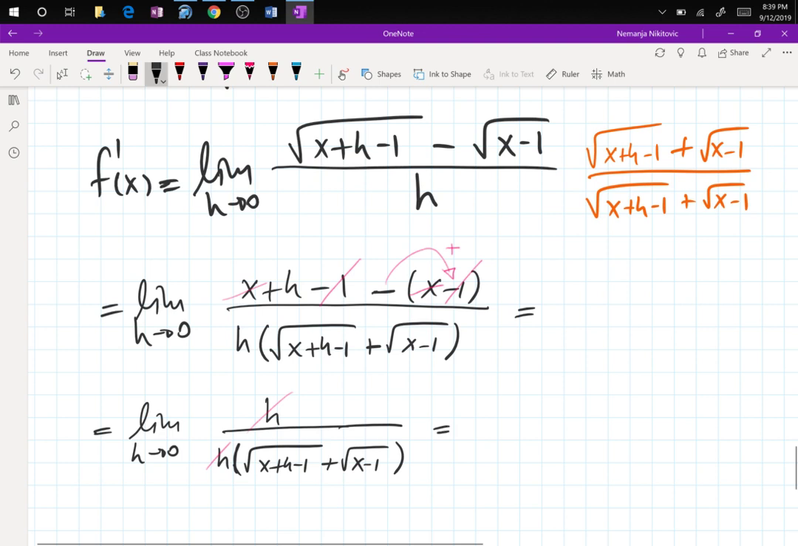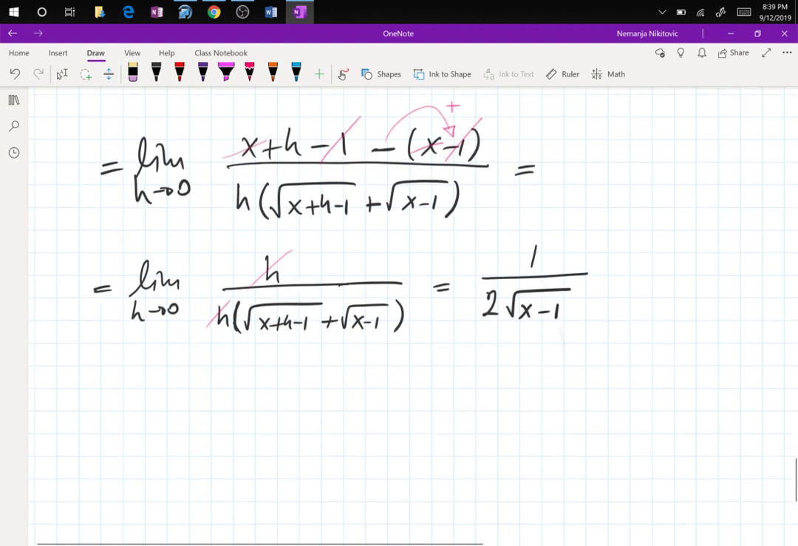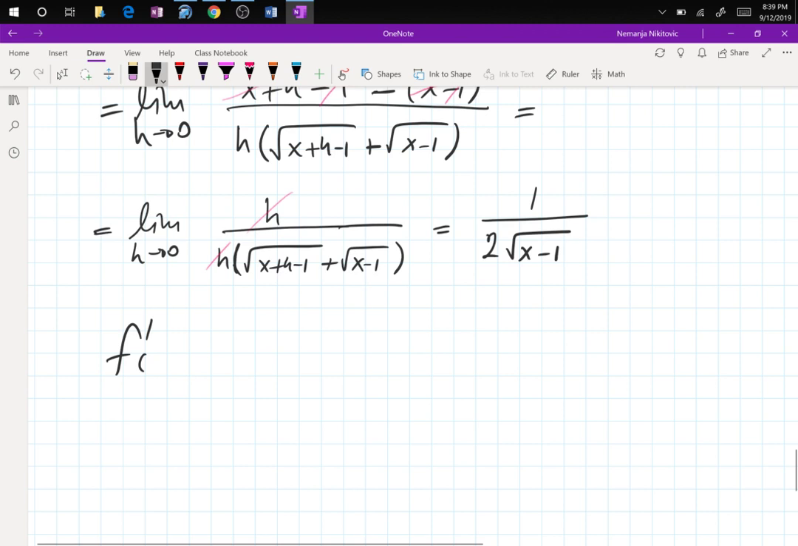and what happens as h goes to 0? You will have 1 divided by 2 square roots of x minus 1. Because when h goes to 0 over here, the 2 square roots are the same, so square root plus itself is 2 of them. Apple plus apple is 2 apples, right? So 1 over 2 square root of x minus 1. What you found is that the derivative is 1 over 2 square root of x minus 1.